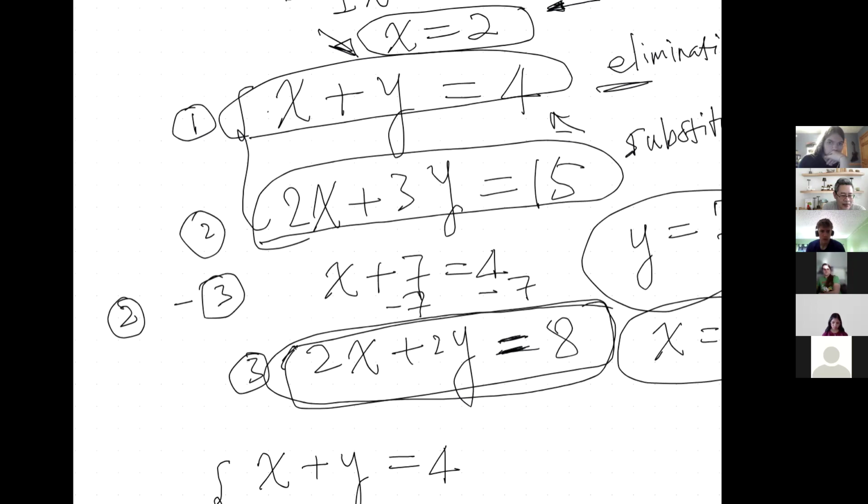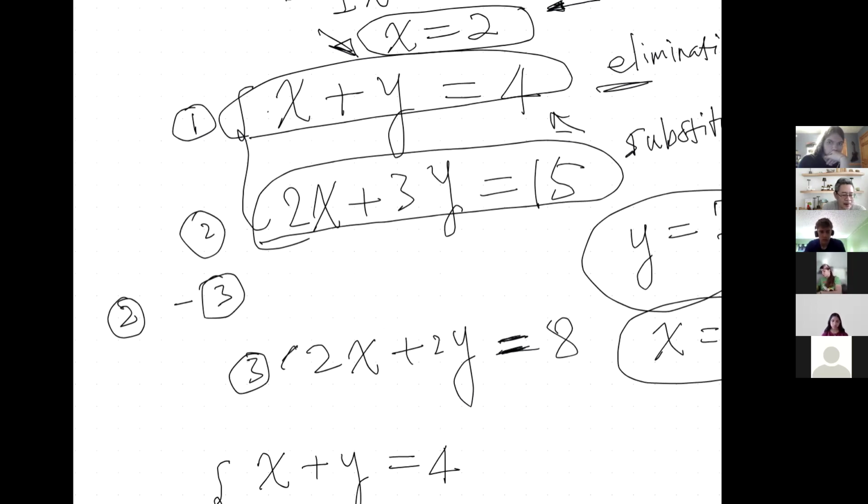We find y first. So 2 minus 3, what we got here is 2x got canceled, right? Oh, yes. Now I see. 3y minus y, so we got y equal to 7, right? So yeah, that doesn't cancel out.